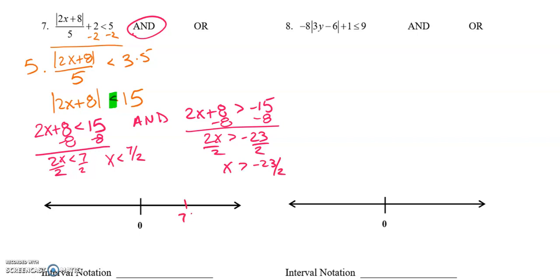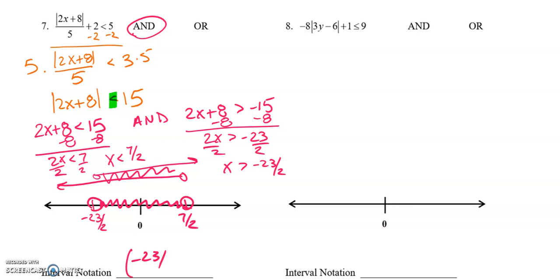So here's my 7/2 less than. Here's my -23/2 greater than. It's an and, so I want the chunk in between. Open circles on both. So for the interval notation, both pieces get parentheses.